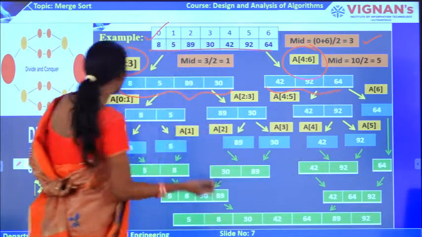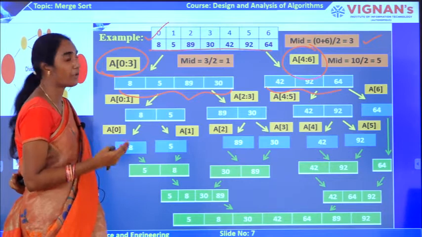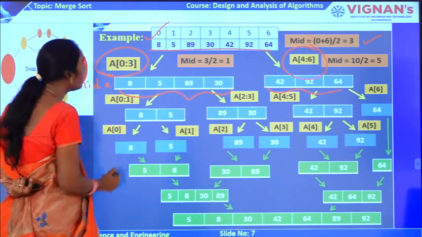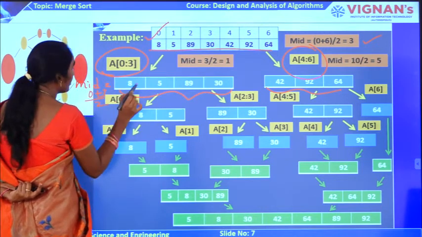Again, as this list has more than one element, I need to find the mid position. What is the mid position now? Mid is equal to, here 0 to 3, (0 plus 3) by 2, which is equal to 1.